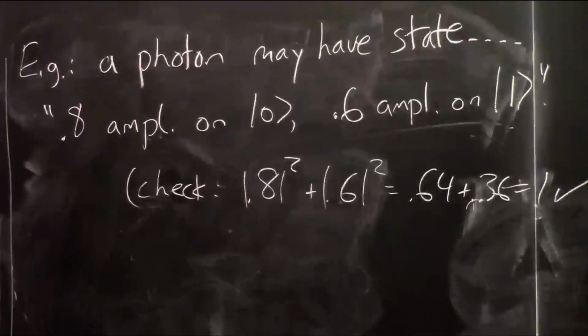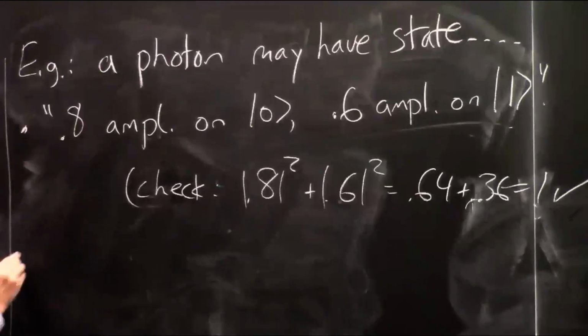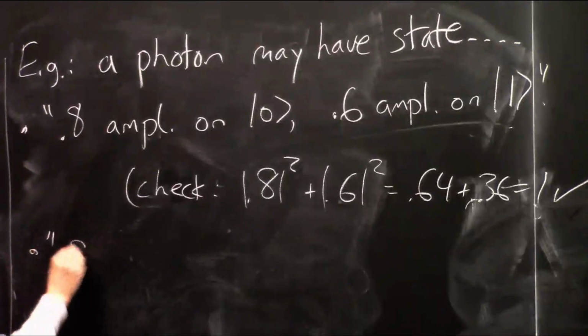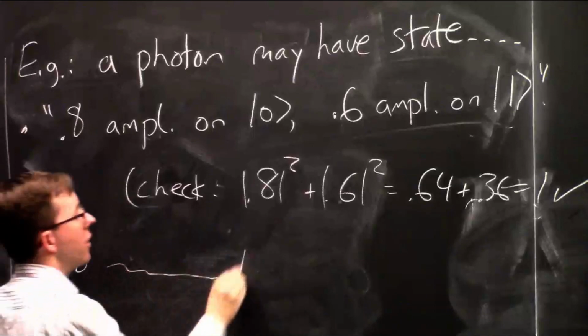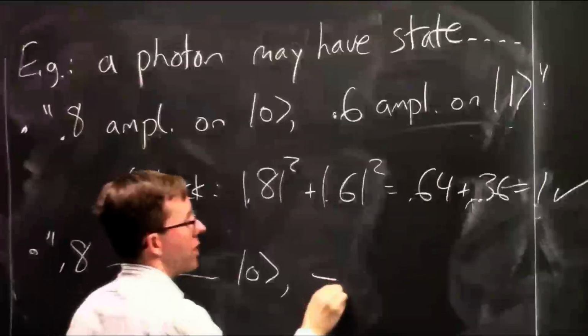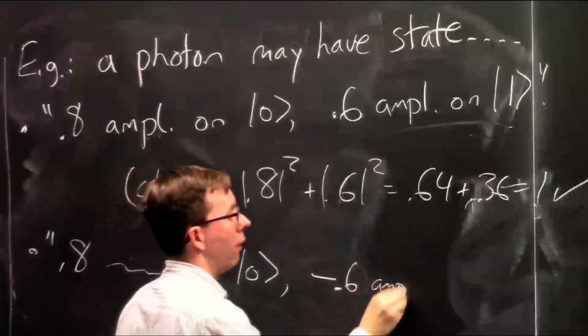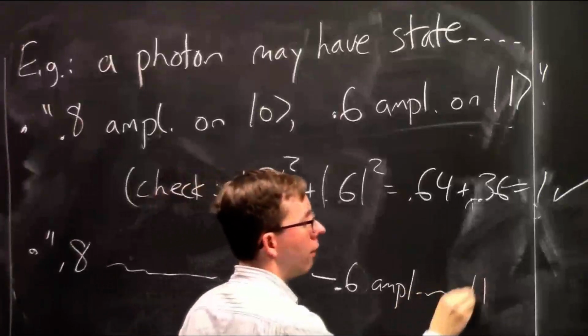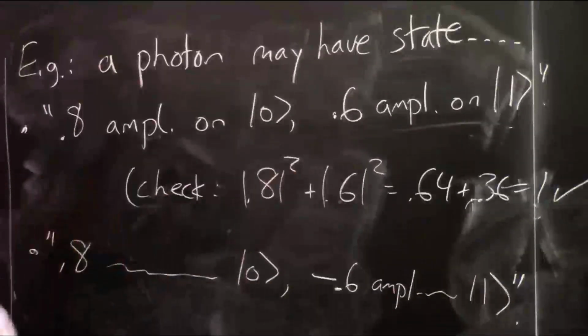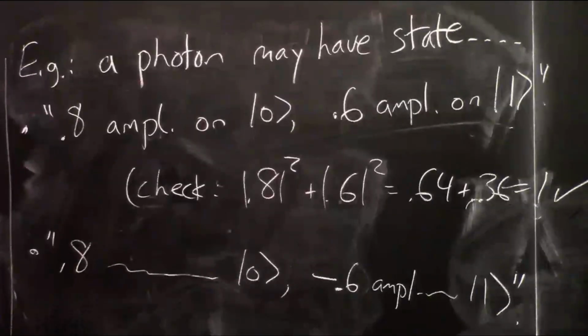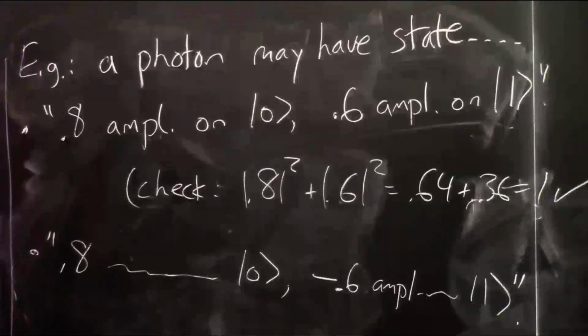Okay? So you can have a photon in that state, but you can also have a photon in this state, 0.8 amplitude on 0 and negative 0.6 amplitude on 1. That's perfectly possible. And these are two different states. And again, these are not probabilities. They don't add up to 1. They're not even positive. They're something.